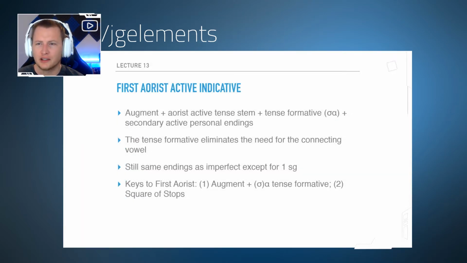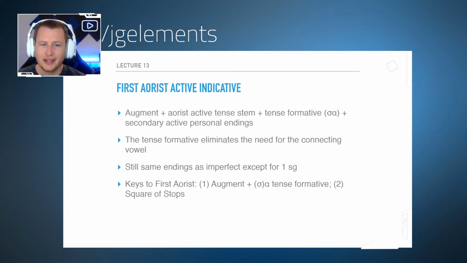Okay, so that was all second aorist. Second aorist has no tense formative. Instead, it uses the verbal root. But the first aorist uses the present tense stem. And therefore, how do you differentiate that from the imperfect? Simple. You add a tense formative. So you have an augment plus the aorist active tense stem. In this case, it's going to be the present tense stem most of the time. And then you have the tense formative, sigma alpha, and then the secondary active personal endings.